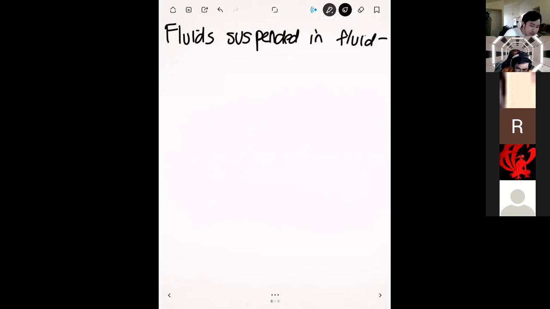One more comment on this before we move on. This is with regards to your homework problem, okay? We've gone over buoyancy with respect to a solid object suspended in fluid, but buoyancy actually applies to fluids that are suspended in fluids too. And so the situation that you're going to be going over in the homework problem is that of a hot air balloon. Okay.